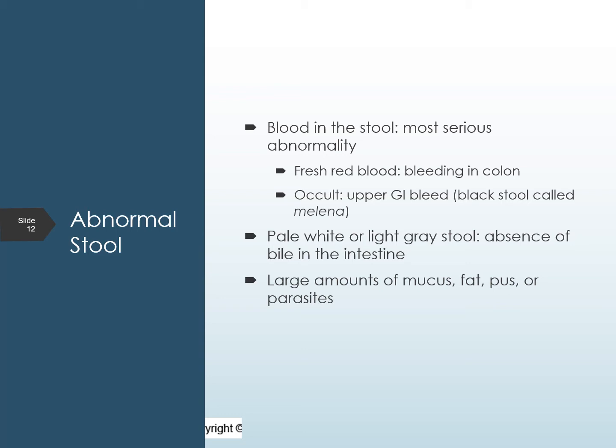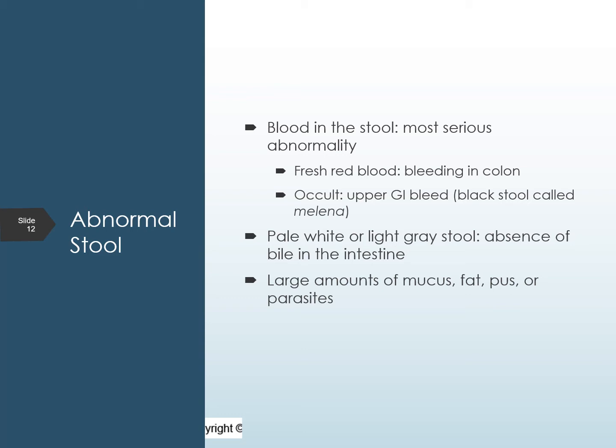Bright red blood mixed in the stool is a sign of recent GI bleeding that has occurred in the large intestine. Eating red foods like beets can make the stool appear red, so dietary assessment is essential. Pale white or light gray stool would indicate an absence of bile in the intestine.